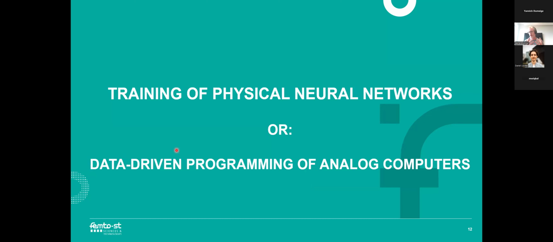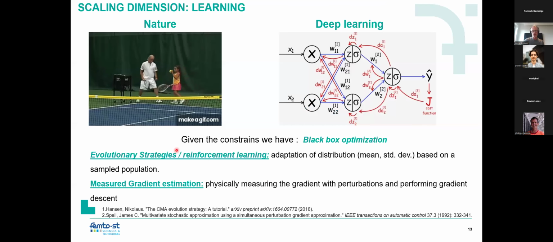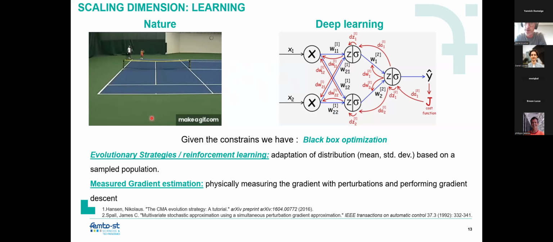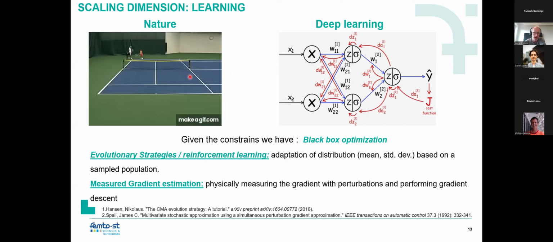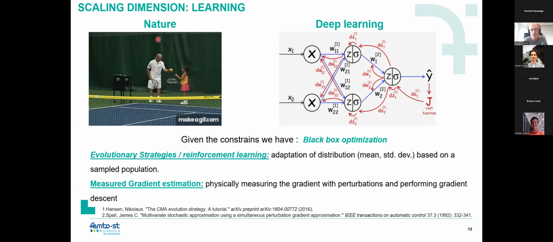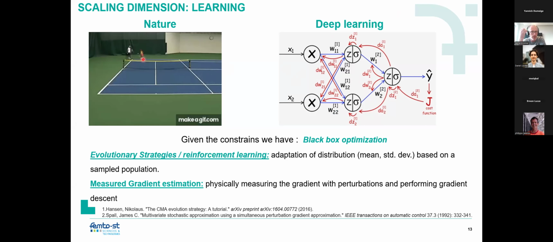Because ultimately, our neural network is an analog computer, and I do want data-driven, not premeditated programming. So for this, I like to use this comparison. On the left side, we have more or less how we humans are learning. On the right side, we see what is done currently in machine learning. So here we have a kid learning how to play tennis, and we have a teacher next to it. And there's some interesting details about how this goes about.